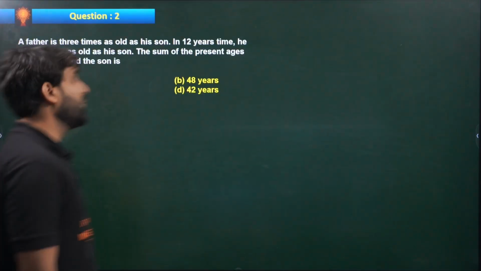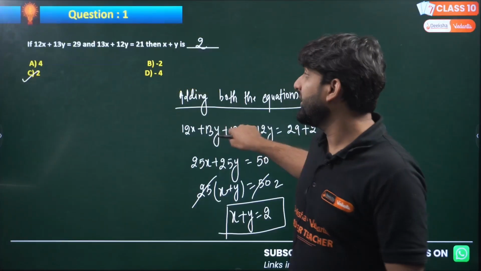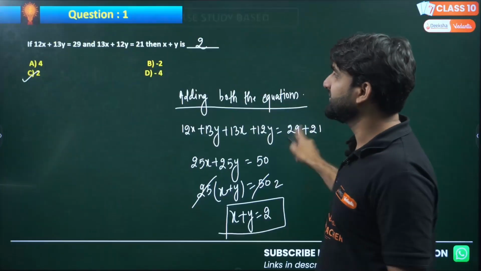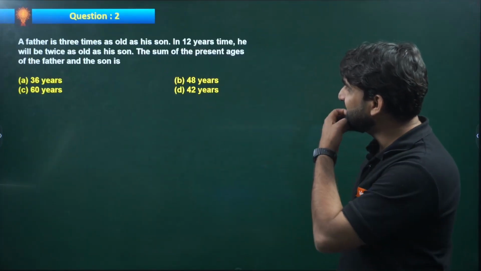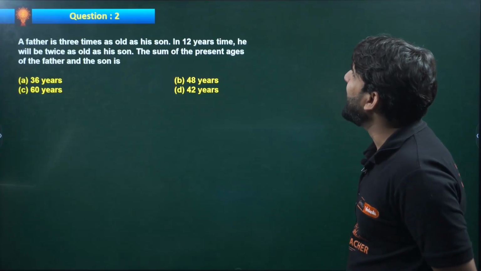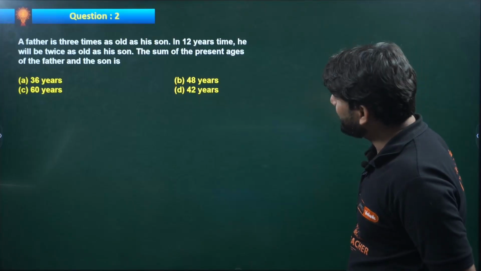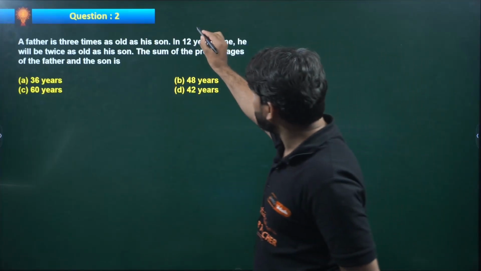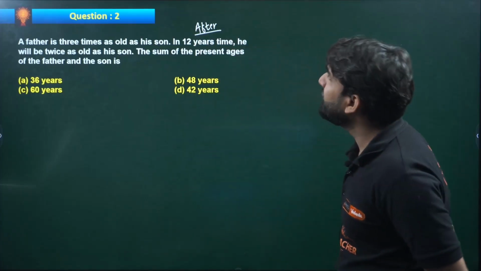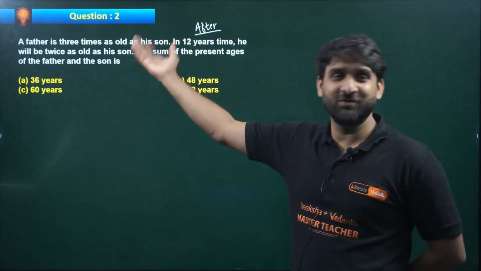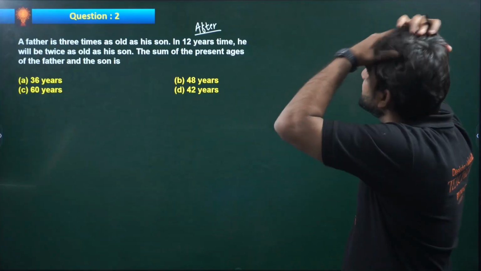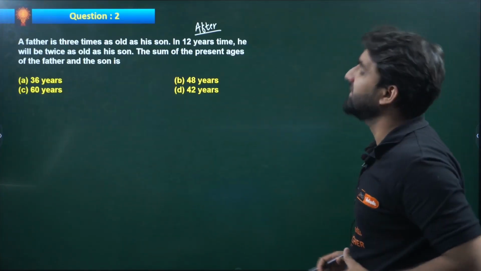Moving ahead, wow, this is an age concept. I have already informed you guys, word problem questions come up on age. So this is an age based question. Let's try the question. What is the question here? A father is 3 times as old as his son. In 12 years time, means after 12 years, we are talking about the future, he will be twice as old as his son. The sum of the present ages of father and son is what?